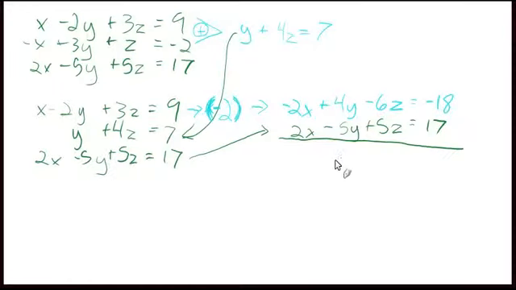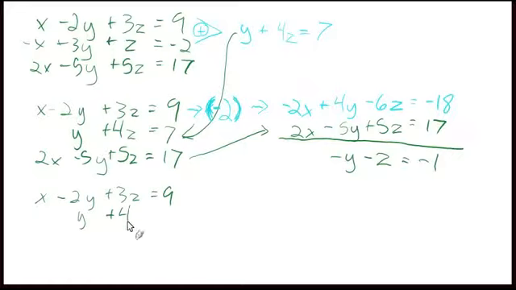We're going to have 0x, negative y, 5z minus 6z is going to be negative z, and this is going to be negative 1. Okay, so we've got this new system. We're going to take this guy and it's going to replace our third equation because it's no longer got that x. Plus 4z equals 7. And this one's going to be our new third equation, negative y minus z equals negative 1. Alright, we're almost in row echelon form now.